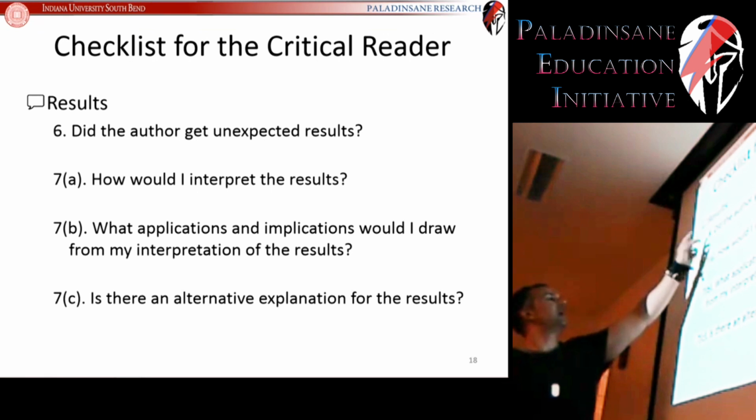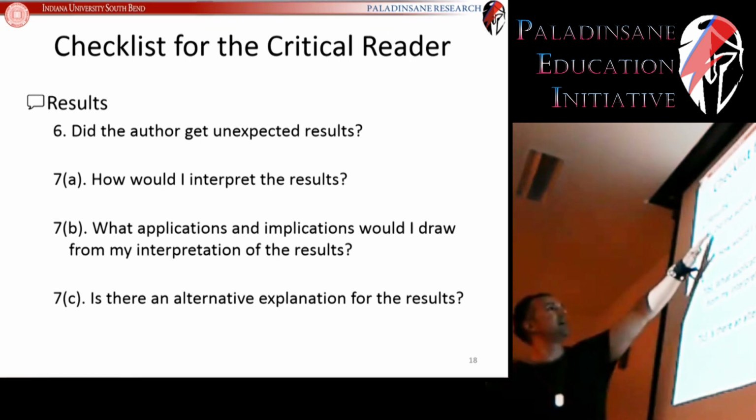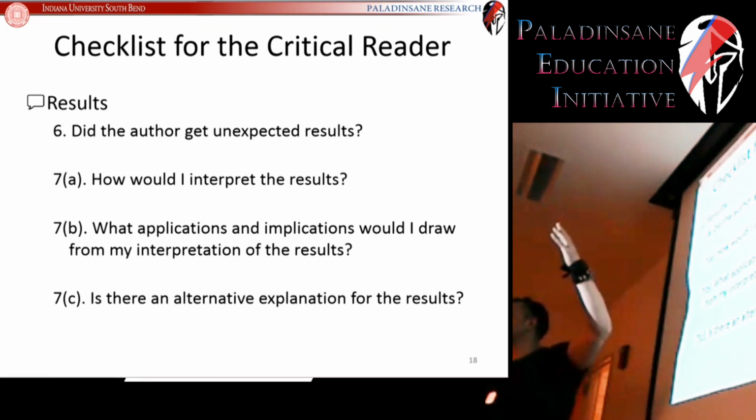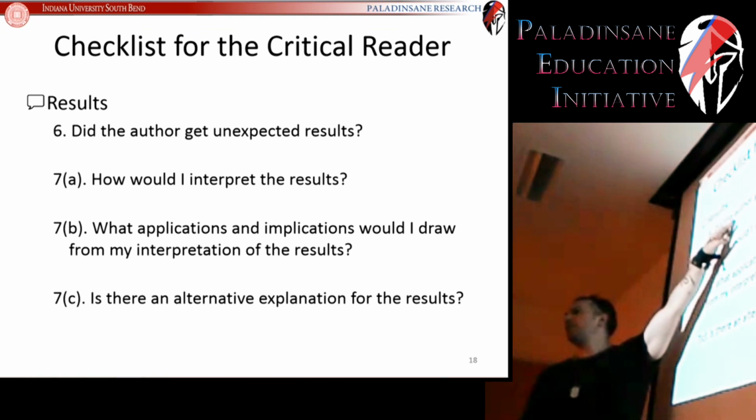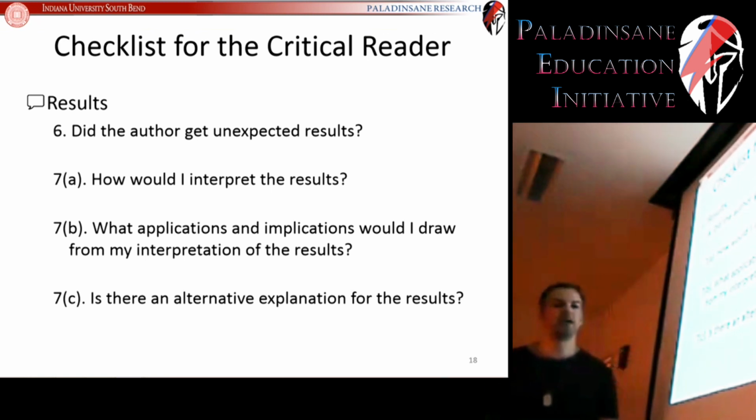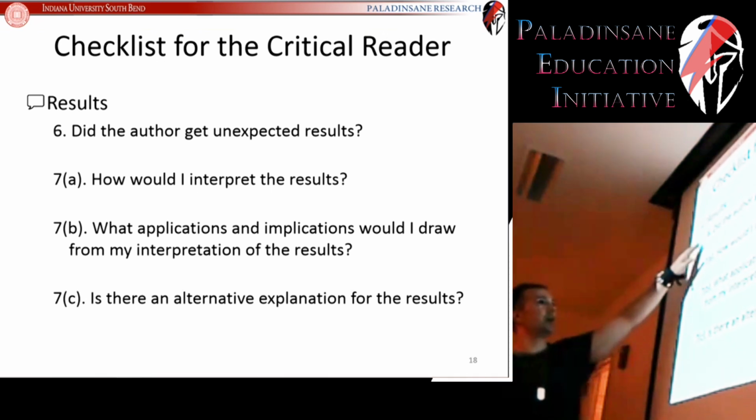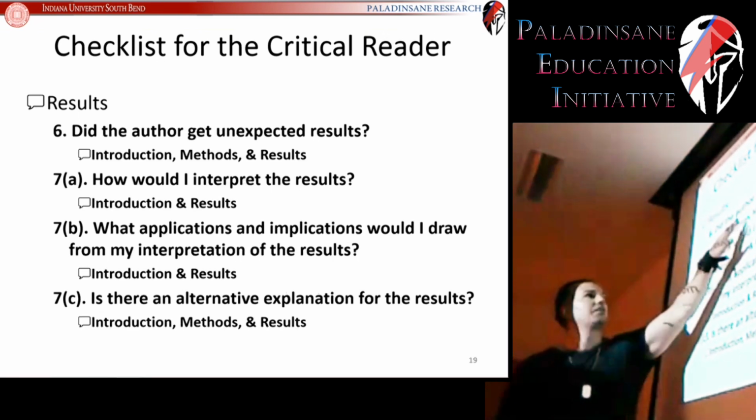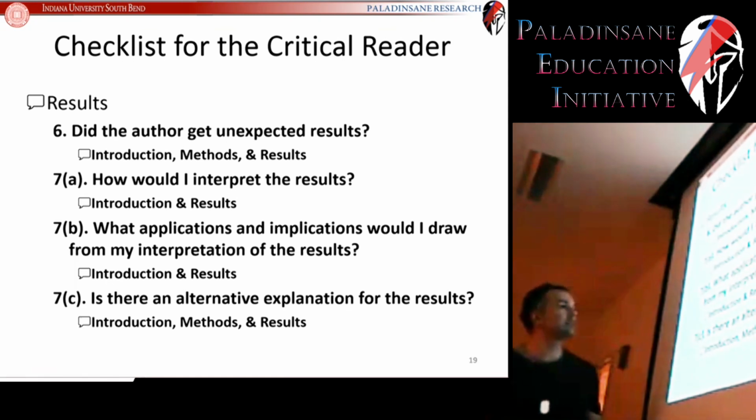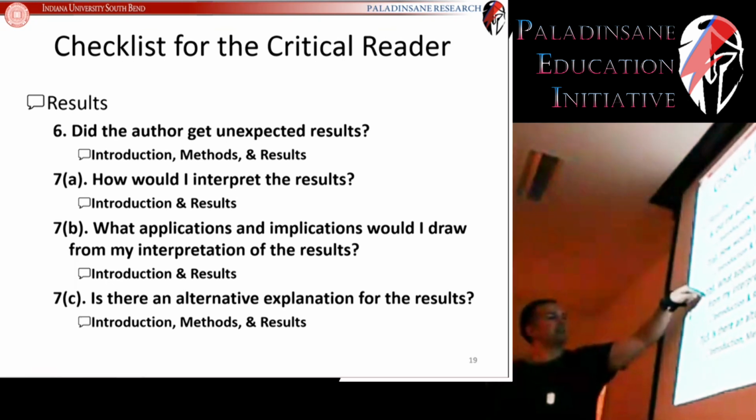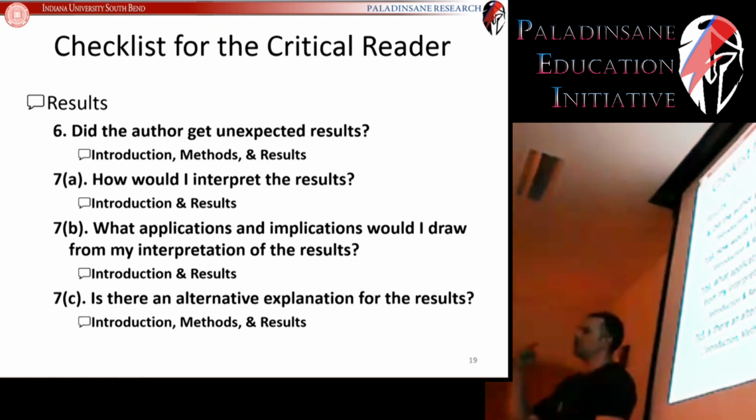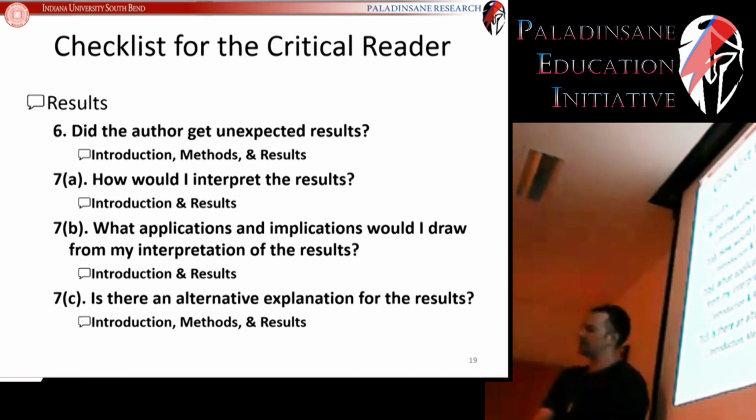Okay, so back to the checklist at hand. Did the author get unexpected results? You can't answer that unless you've already tried to guess what the results should be. And then, did the author get unexpected results? That you get from the introduction to method and the results. And then 7A, 7B, and 7C is you trying to guess the discussion.